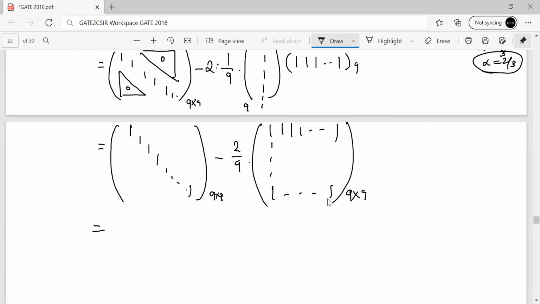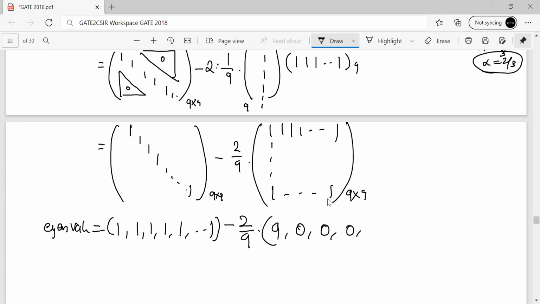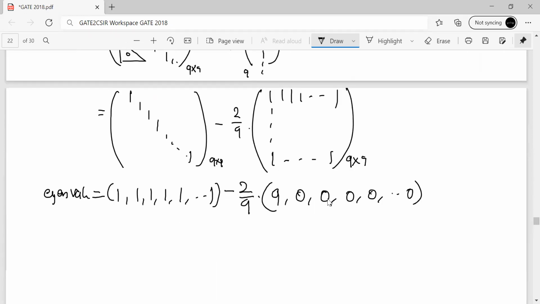So eigenvalues of this matrix are simply 1, 1, 1, 1 to 9. These are the eigenvalues. Okay. Minus 2 by 9 will remain here. And eigenvalues of this matrix are, see, this is a 9 by 9 matrix. So one of the eigenvalues will be 9 and the rest of them will be 0. Okay. So I can take this 1, 1, 1, and so on, minus 2 times take 9 inside. So you get 0, 0. Sorry, it will not be 0, it will be 1. Okay, 1, 0, 0, 0, and so on.